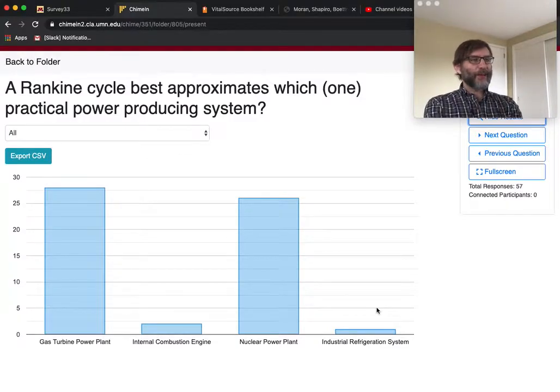This is from yesterday's lecture. So what practical power producing system does the Rankine cycle best approximate? Well, more than half of you, the majority of you, picked gas turbine power plant.